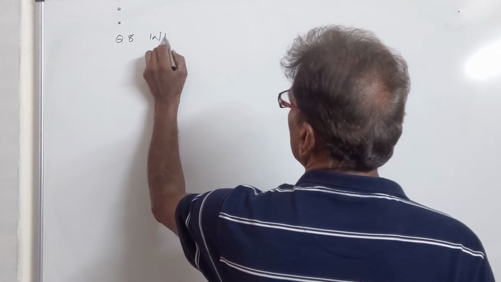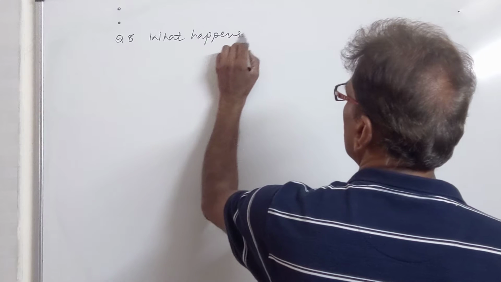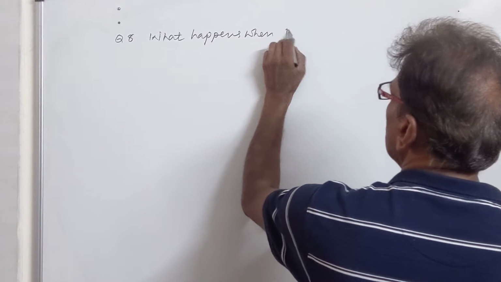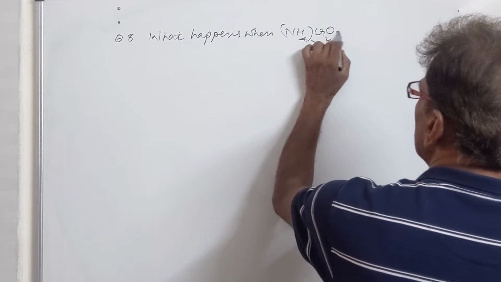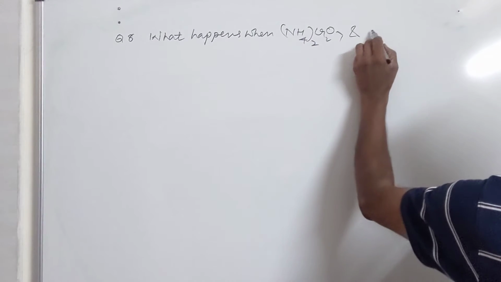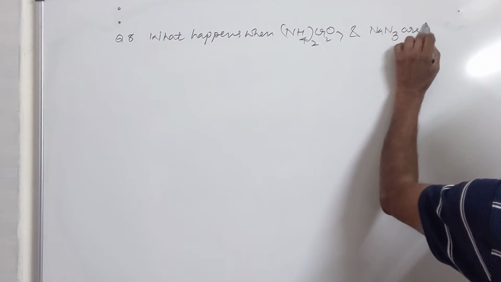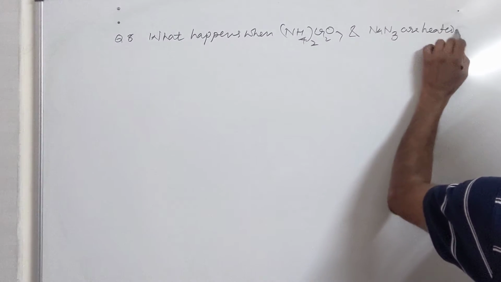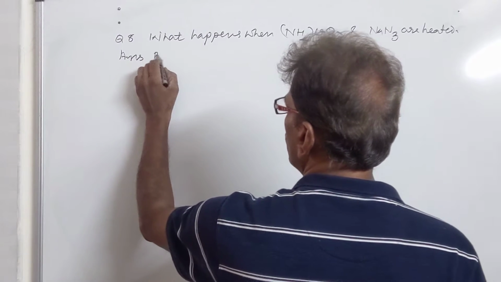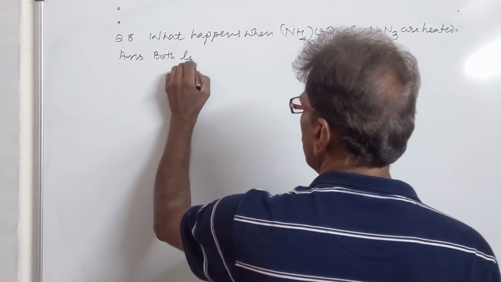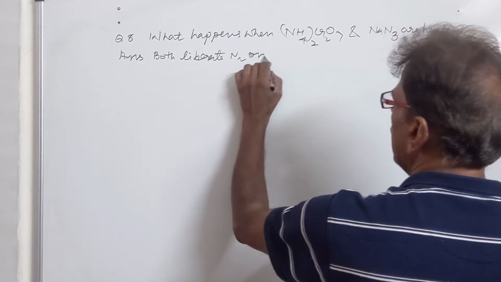What happens when (NH4)2Cr2O7 and sodium azide are heated? Answer is both liberate nitrogen on heating.